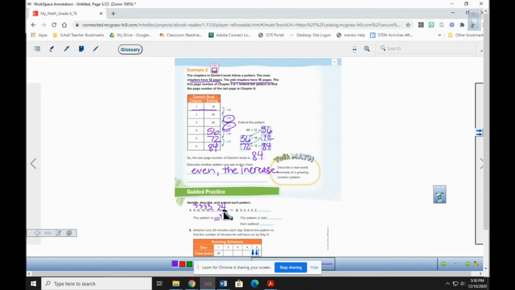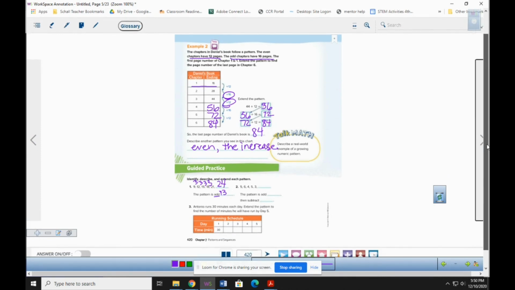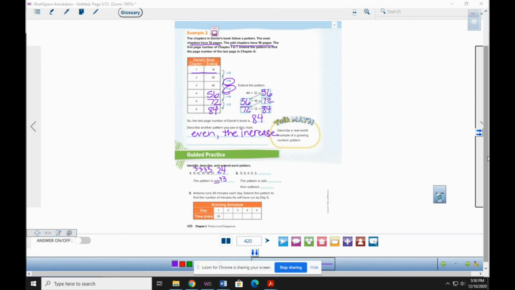Let's look at number 2. 5 to 6. What do we do to get from 5 to 6? Well, we added 1. Then 6 to 4. What do we do to get from 6 to 4? This time we subtracted 2. Next, 4 to 5. To get from 4 to 5, we'll add 1. Then 5 to 3. To get from 5 to 3, we subtract 2.